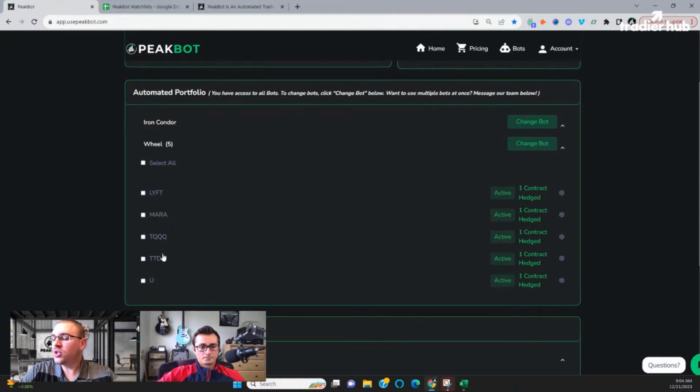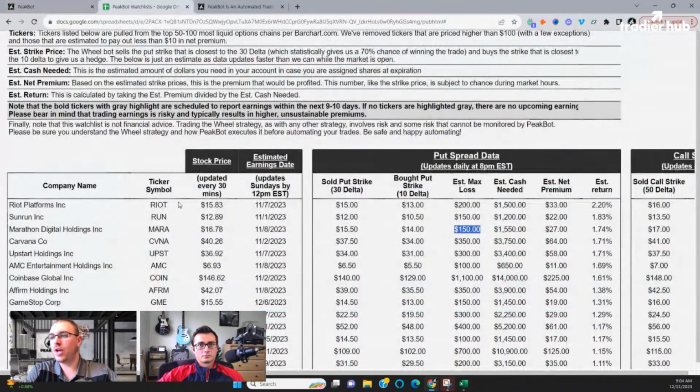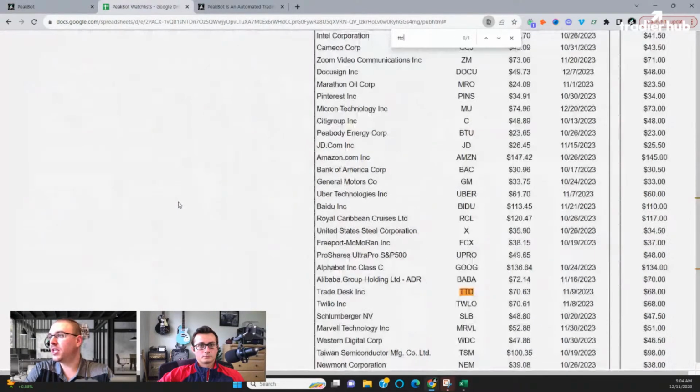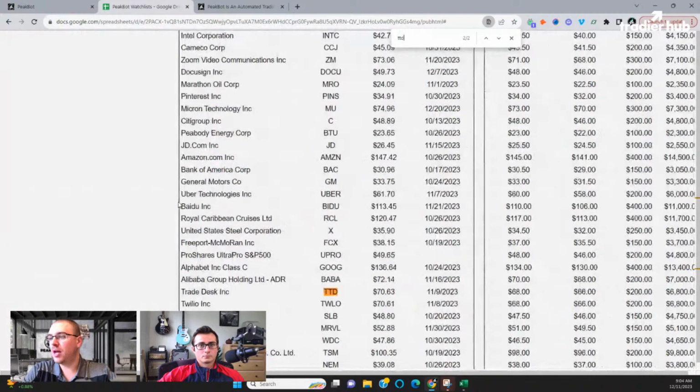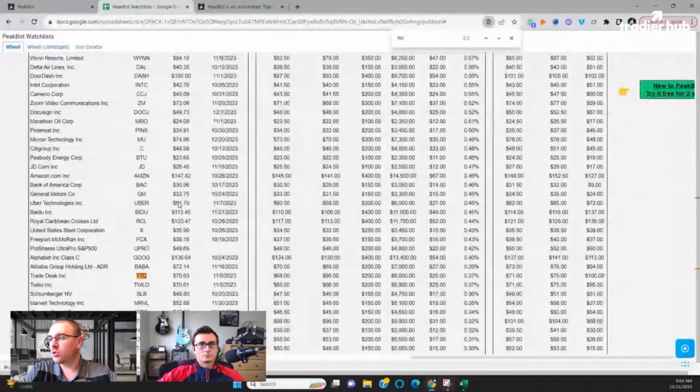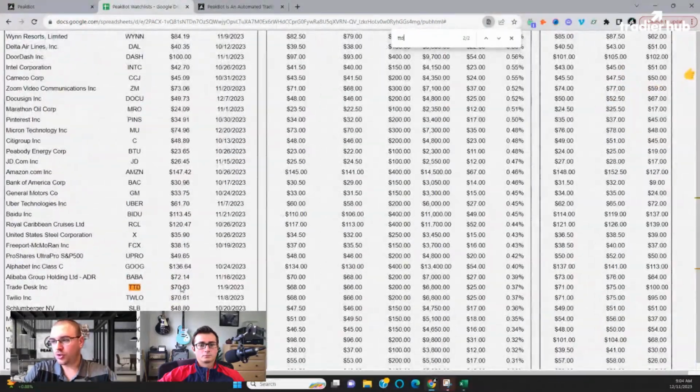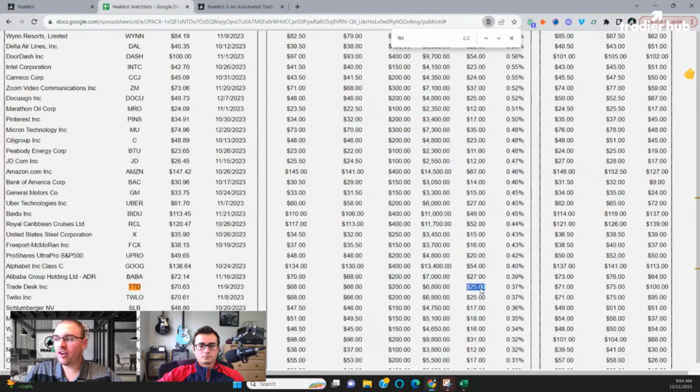Those are staying. The only other change I'm going to make is I'm going to get rid of TTD. TTD is Trade Desk. So if I look that up on here, let me zoom out a little bit. Apologies. Trade Desk is trading at $70. Our strike prices are 68 and 66. My max loss is $200. It's going to take $6,800 to set aside, and I'm only making 25 bucks on that. That's only a 0.37% return.